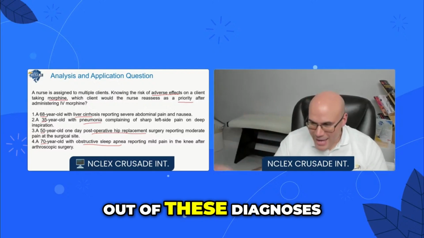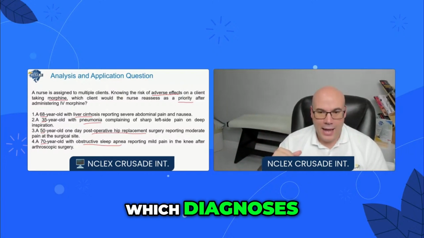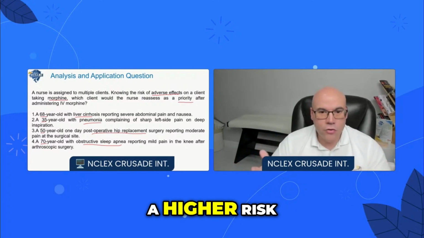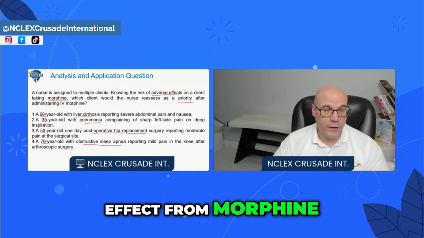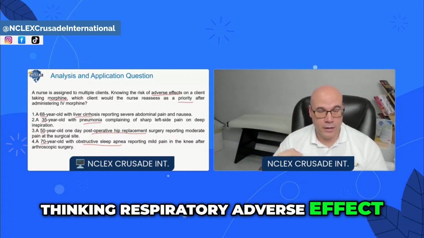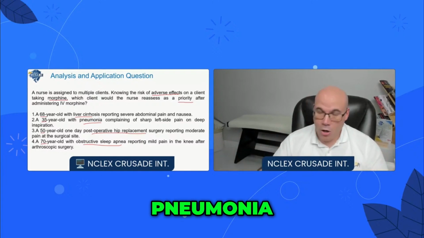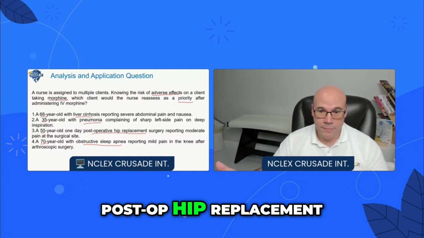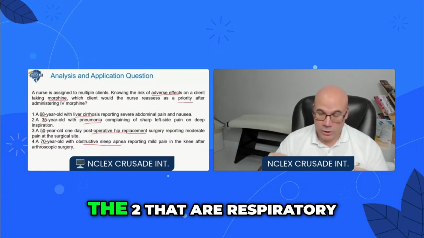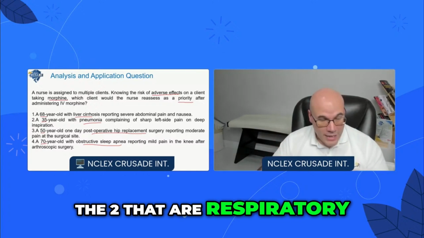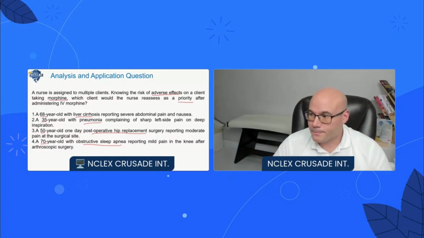Out of these diagnoses, which have a higher risk of developing an adverse effect from morphine? Thinking respiratory adverse effect, which is the most important. Liver cirrhosis, pneumonia, post-op hip replacement, or obstructive sleep apnea. Definitely the two that are respiratory, you will have it in your target point.